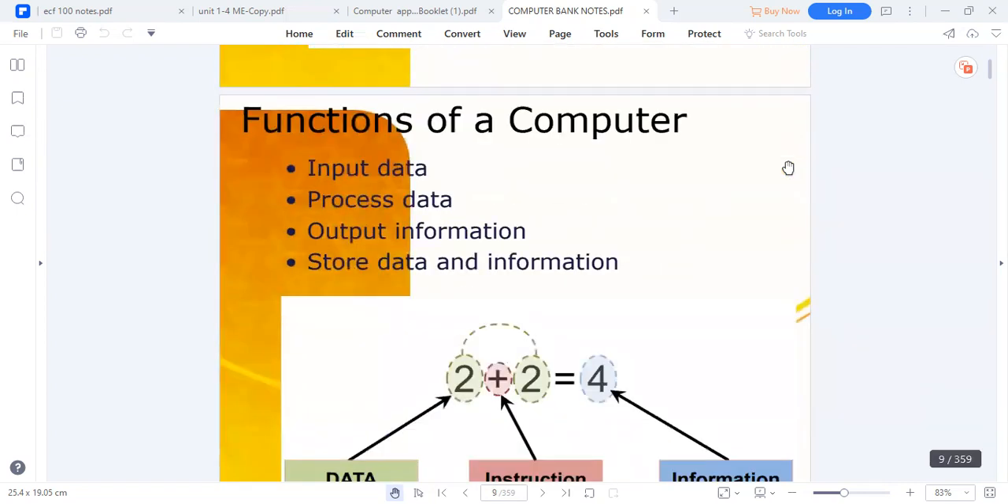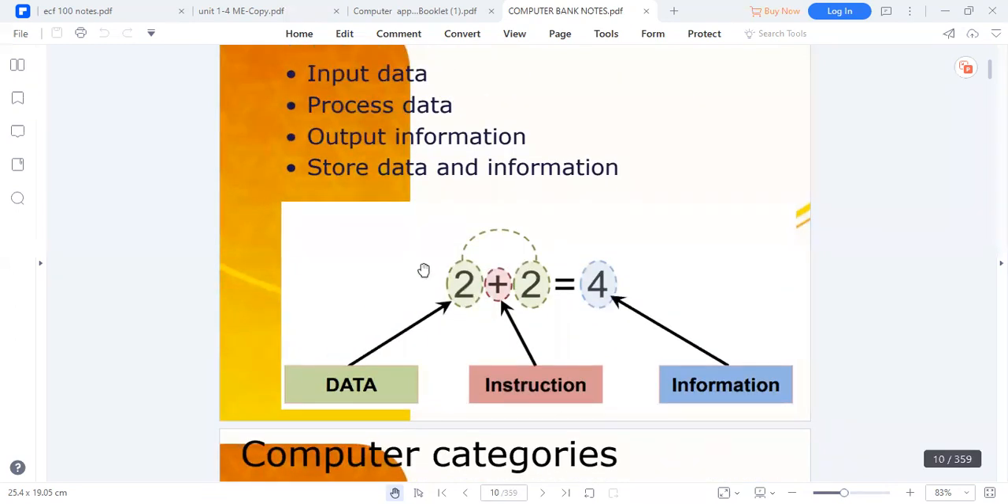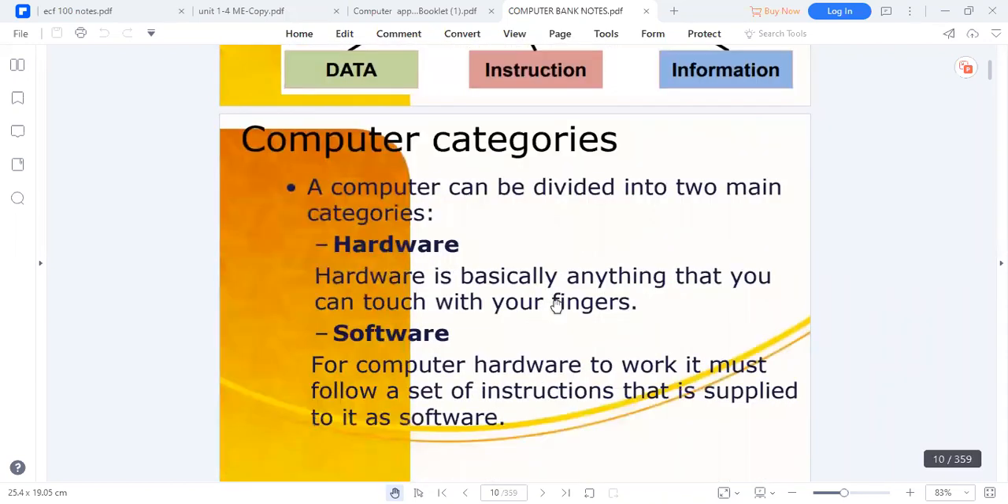The functions of a computer are basically to input data, to process data, and to output data. You can also store data in the form of information. You give it instructions. You put in data: 2 and 2 are simply sets of data. The instruction plus means to add, then 4 becomes information that has been produced out of the input of this data plus the instruction.